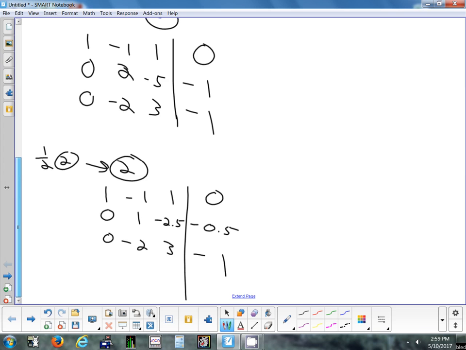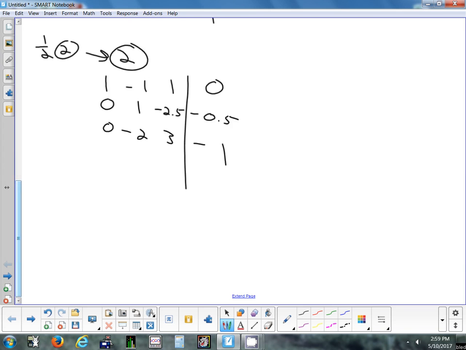Negative a half. Okay. All right, so now the next step is to get a... where? You want a 0 under the one we just made. We've got to get a 0 at row 3, column 2. So what would you multiply row 1 by to make that happen?